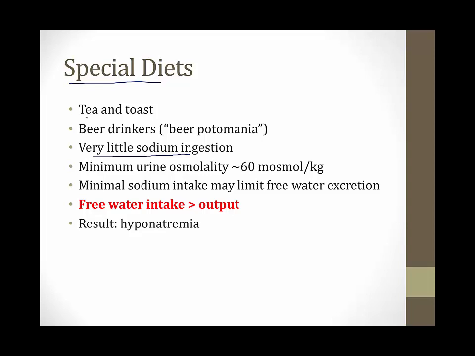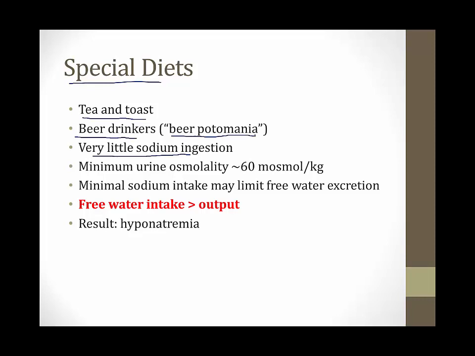So one of these diets is called the tea and toast diet. This happens when people are trying to lose weight and they eat very little solid food, and as a result they consume very little sodium. In addition, some beer drinkers consume very little sodium. This is called beer potomania, when beer drinkers develop hyponatremia. The reason is because they are getting all their calories from beer and they're not consuming enough sodium.